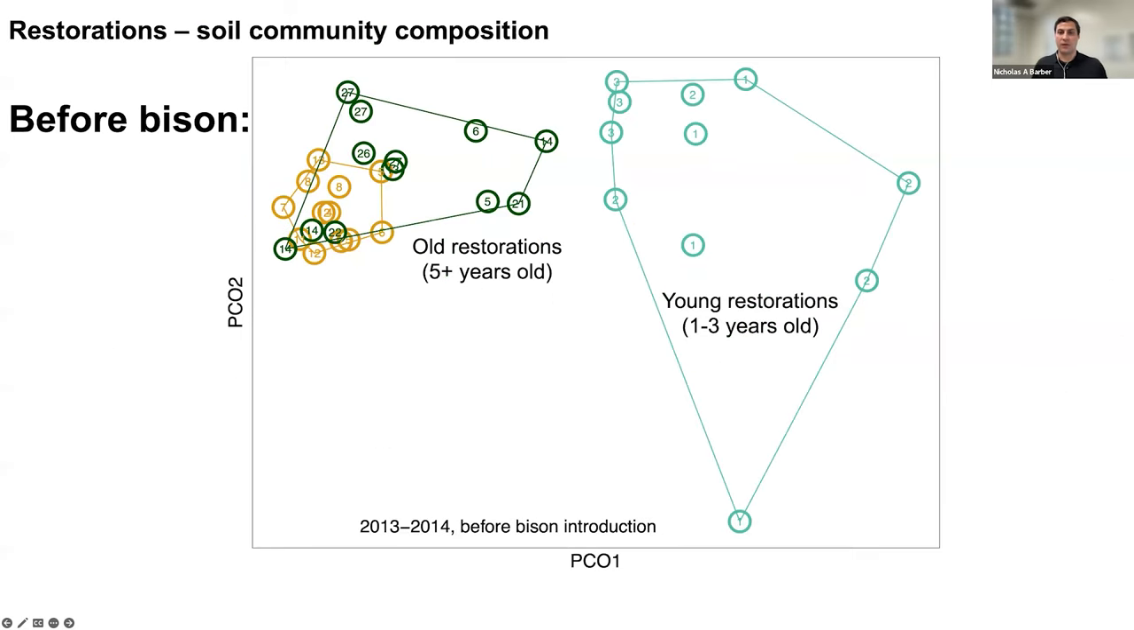Here's an ordination from principal coordinates analysis of restoration samples, so no remnants or ag fields here, from just the 2013-2014 samples pre-bison. Each circle is a sample, and the number in each circle is the age of the restoration in years. So these are sites sampled before bison were introduced, just noting where they would be occurring eventually in light and dark green, and samples in the sites that would remain bison-free in gold. At the start, without bison, young sites, 1 to 3 years since planting in the light green here, were definitely distinct, which confirms some of our earlier work, while all the older sites, 5 or more years old, are clustered together. So the question then is, what happens as these young sites get older with bison impacts present?